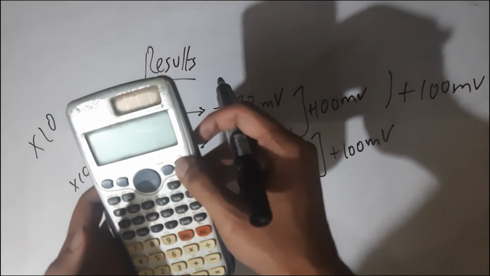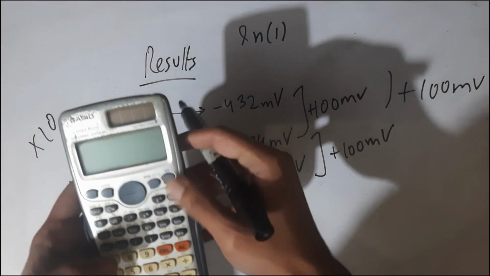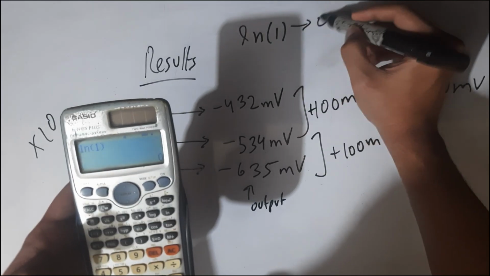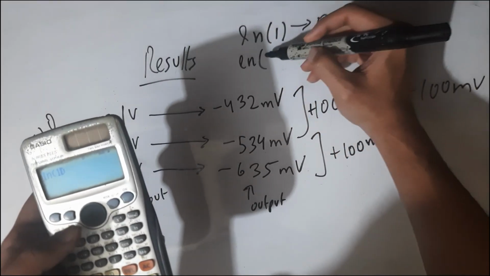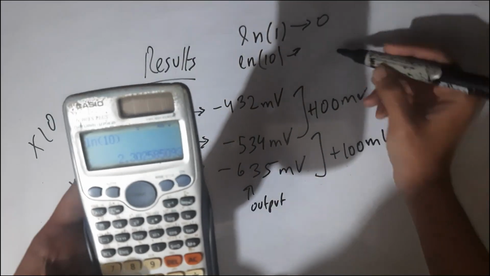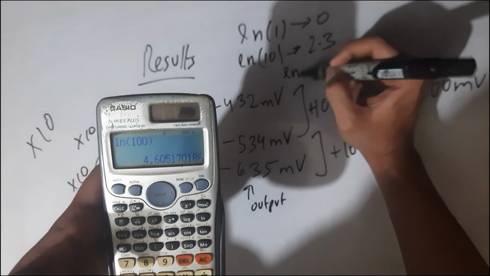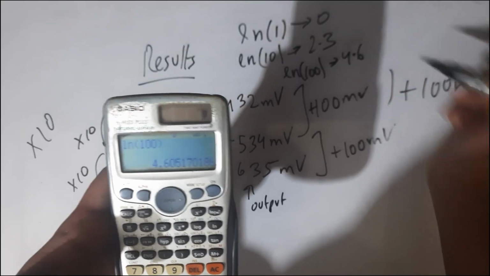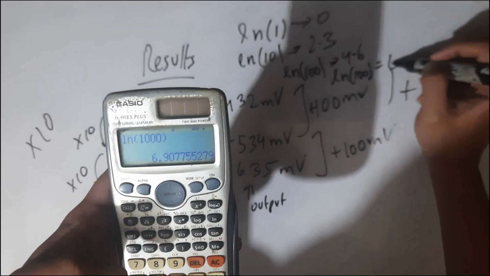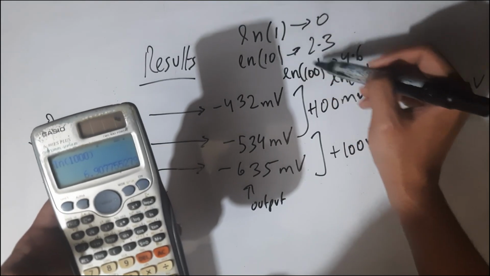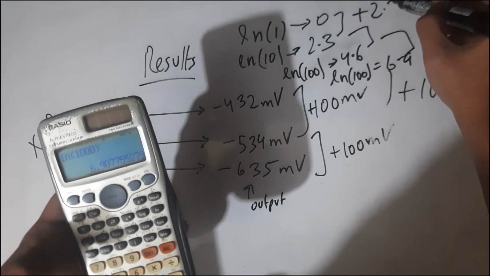Take your calculator and look for ln 1. ln 1 is 0. Increase the input 10 times, which is ln 10, is 2.3. ln 100 is 4.6. ln 1000 is 6.9. So every time we increase the input by 10 times, our value increases by plus 2.3.